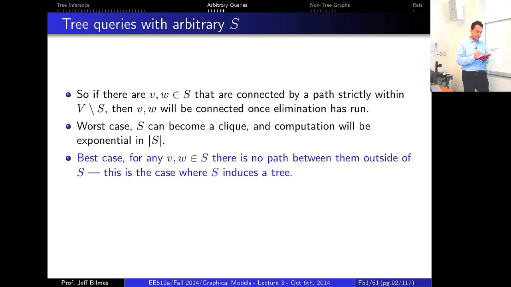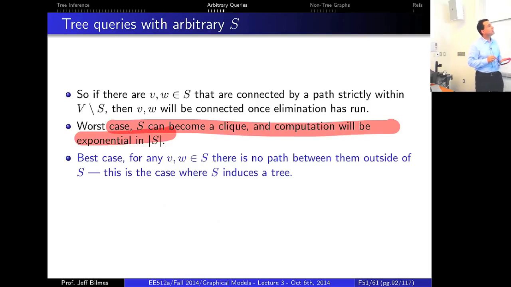So the worst case, like I said, is when S can become a clique. We saw that in the star case. The best case is when there is no path between them outside of S. And when does that happen? When S is a tree. Right? Because when S is a tree, there's a unique path.